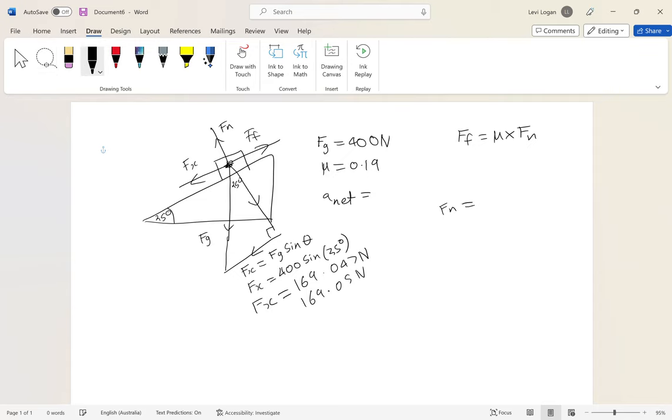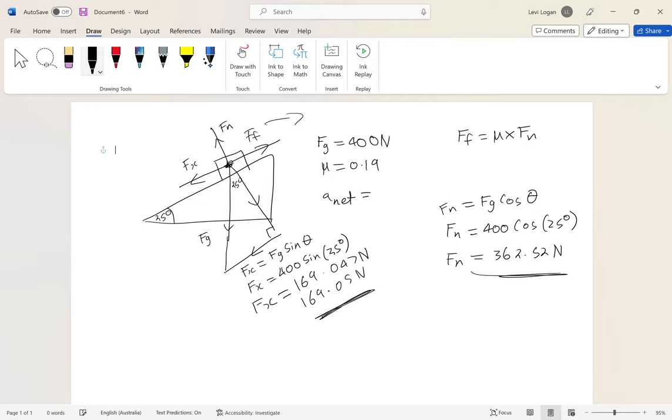The force of the normal is going to be Fg cos of the angle. So F of n is going to be 400 cos of 25 degrees. Using our calculator, 400 cos 25, I'm going to get 362.52 newtons. Now this is not the force of friction, but if it was, the object would be going up the incline, because that force is a lot bigger than that force. But that's not our force of friction, that's our normal force. If you put that as your force of friction, you'd get it wrong.